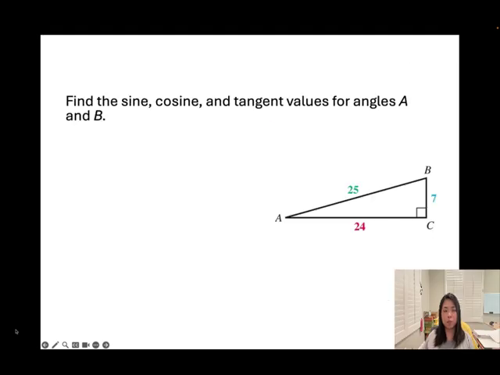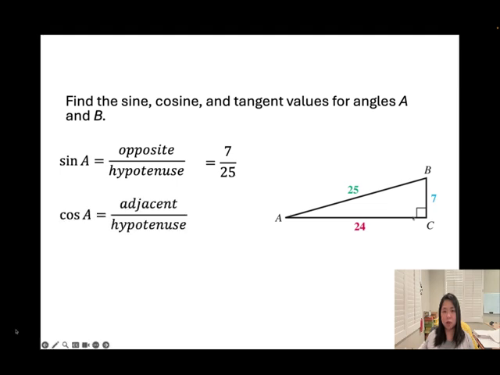Okay, look at this example. Find the sine, cosine, and tangent values for the angles A and B. First, let's find angle A. Sine A will be opposite over hypotenuse, so that will be 7 over 25. Cosine A will be adjacent over hypotenuse, so 24 over 25. And then tangent A will be opposite over adjacent, so 7 over 24.